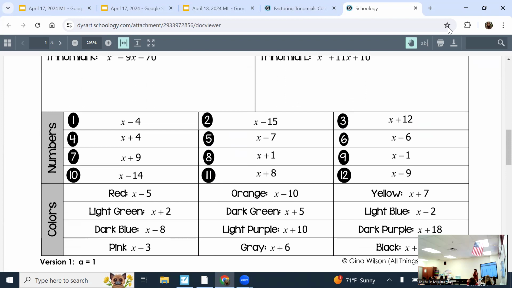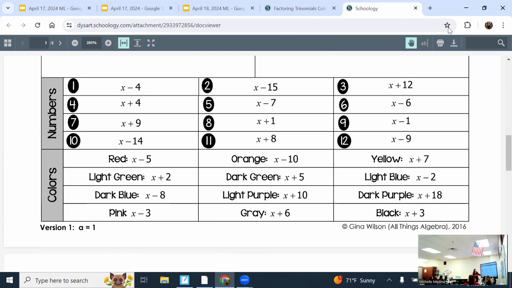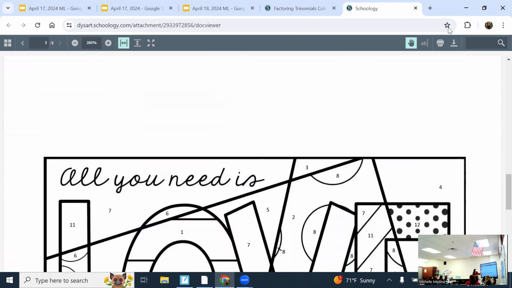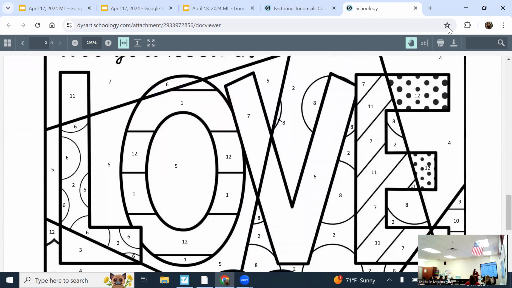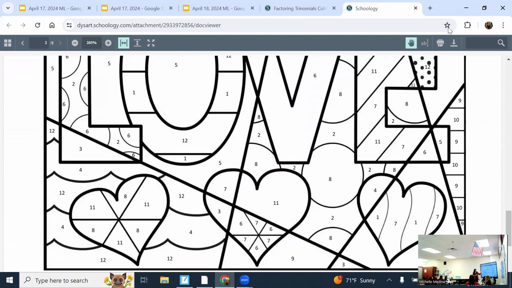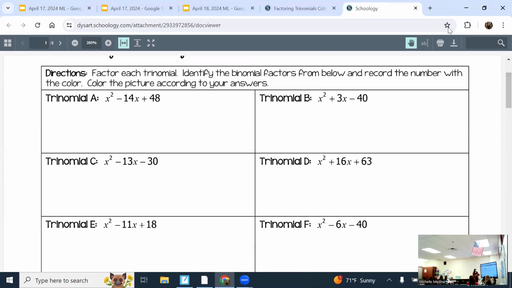And then based on the instructions, it'll tell you what color to color that number. So say that my answer is x minus 4 in parentheses times x minus 5, then I color all the ones red. And blah, blah, blah. And here's what the coloring page looks like, so you can have some time to do that.